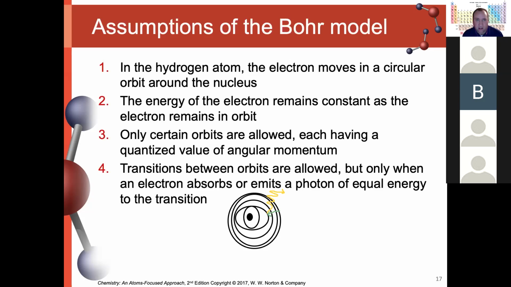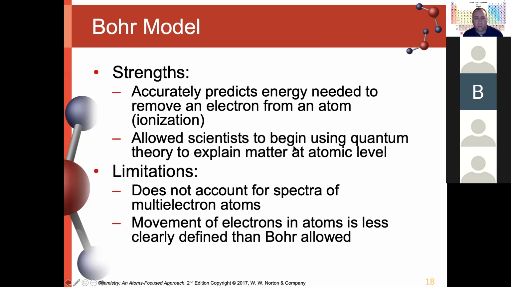Now, the issues that we find with the Bohr model, first of all, let's look at its strengths. From a strength standpoint, we can accurately predict the energy that is needed to ionize an atom, that is, remove an electron from it. That's where we get into that threshold frequency from the photoelectric effect. And we can take that frequency and determine the energy that would be associated with it.